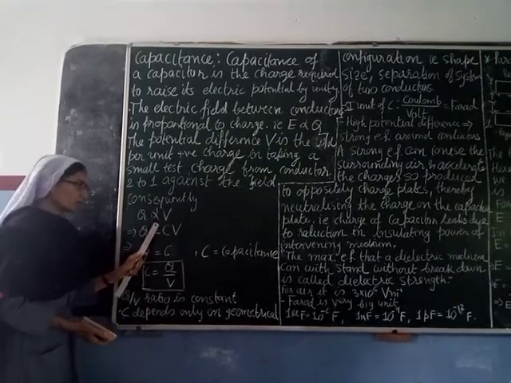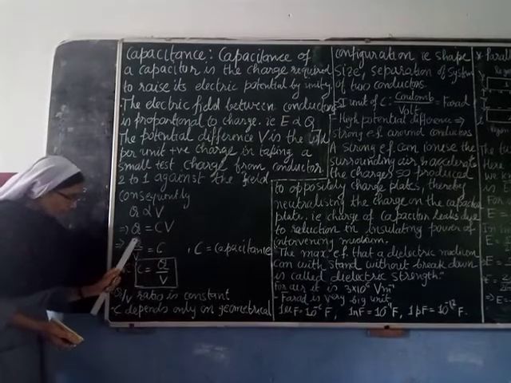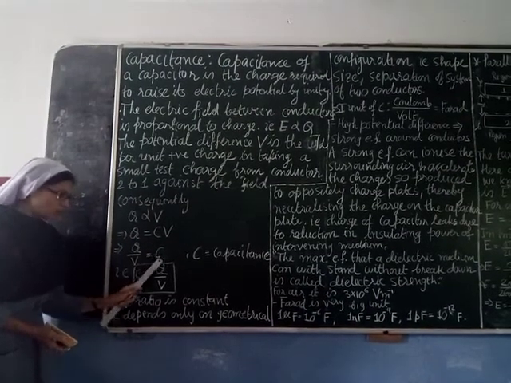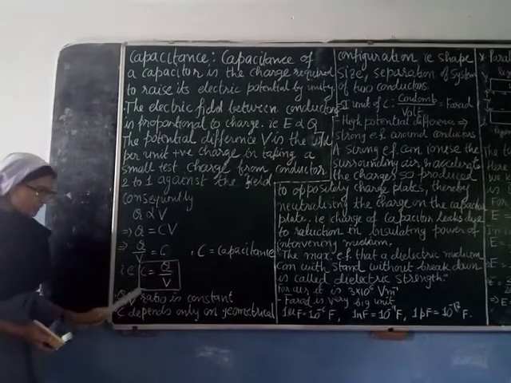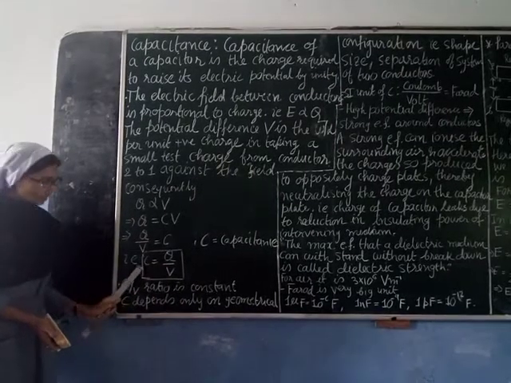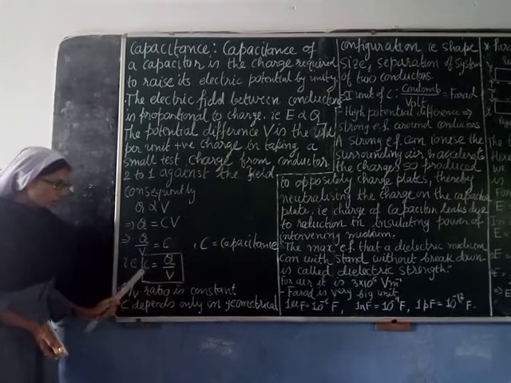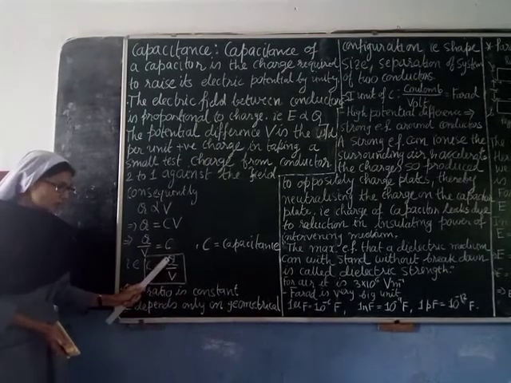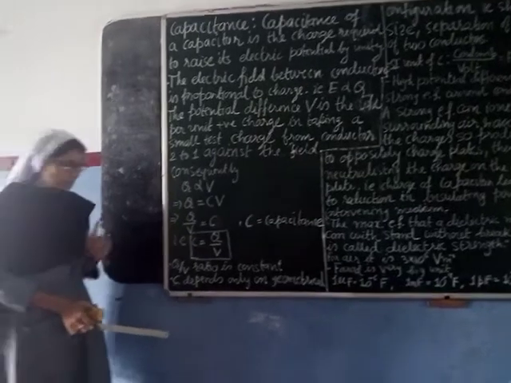Remove the proportionality symbol, so it becomes Q equals C times V. Transfer V to the other side, so Q by V equals C. I am writing here, C equals Q by V. So we also can say that the ratio Q by V is called capacitance. This C is called capacitance, and we use capital C as the symbol. The ratio Q by V is also called capacitance. That is the definition given in your textbook.